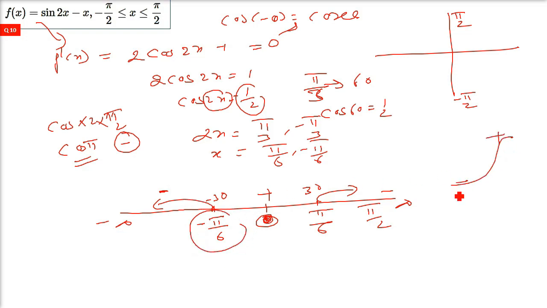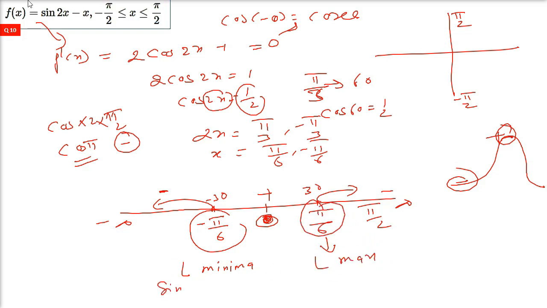So you will see, when you place the values of these intervals, first will be negative, second will be positive, third will be negative. So this negative pi by 6 is taking you from a lower level to higher level. That is, you were at lower level, it is local minima. Plus to minus, you were higher, you have come down. That means you are at higher level, that is local maxima. So this is local minima, those are local maxima.